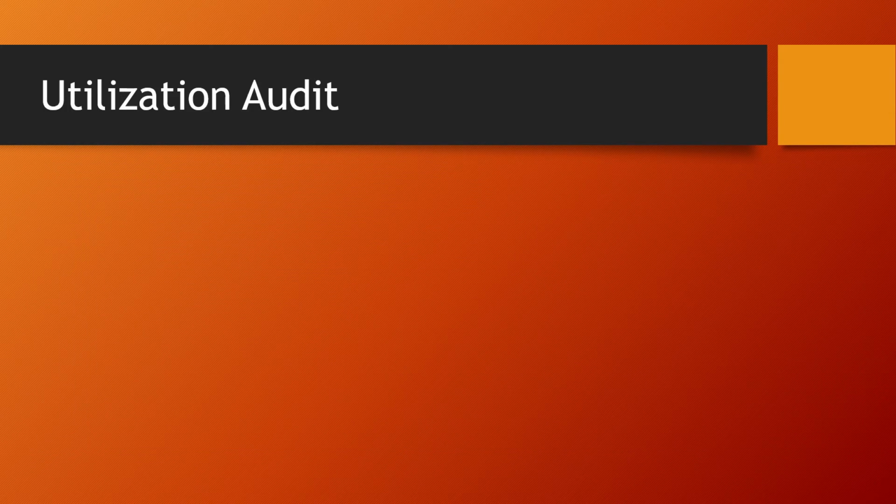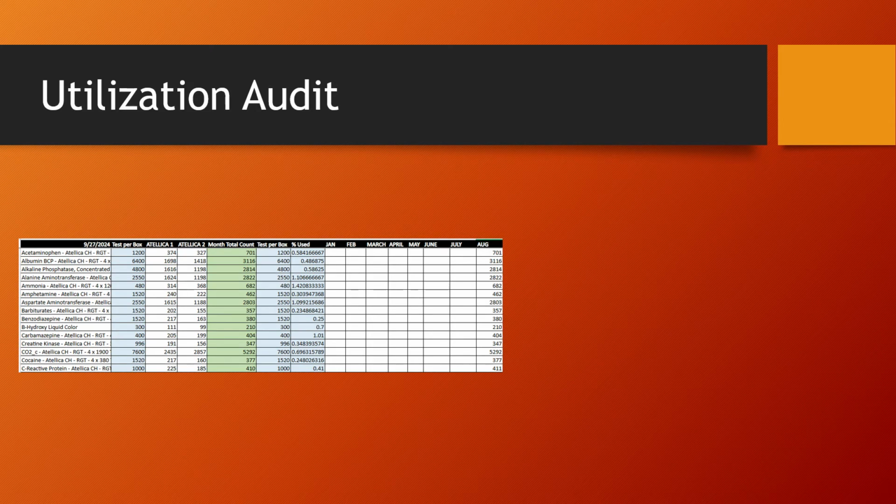So currently we only have hard utilization numbers for just a few of our instruments. This is an example of our chemistry analyzer. On this analyzer, we are able to actually pull direct numbers of how much testing we are running each month for each analyte.